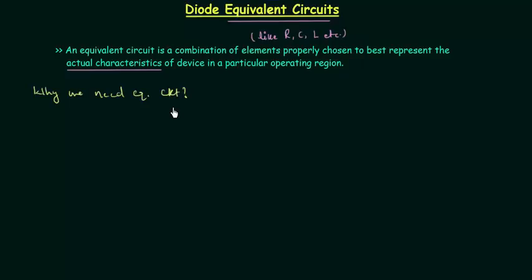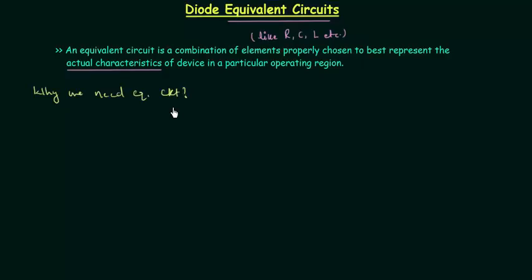So it's very simple. If you want to find parameters like current, voltage or resistance, or simply solve a circuit in which there are devices like diodes, transistors, etc., then first you have to replace the device by its equivalent circuit so that you can use the circuit analysis techniques. This is the reason why equivalent circuits are so important, and in this lecture we will try to find equivalent circuits for the diode.